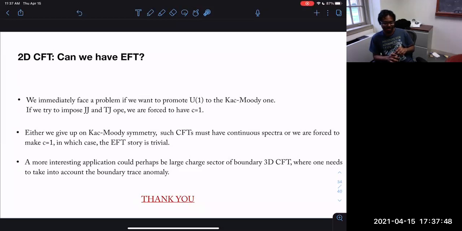Okay. Yeah, that's true. But I guess I haven't really thought about this, but I think a more interesting avenue to use this EFT would be something else. Probably this boundary 3D CFT where you have the trace anomaly, and you can try to reproduce the boundary trace anomaly by these terms. I think that would be a potentially good avenue to explore this. And there, this kind of prediction will still hold.